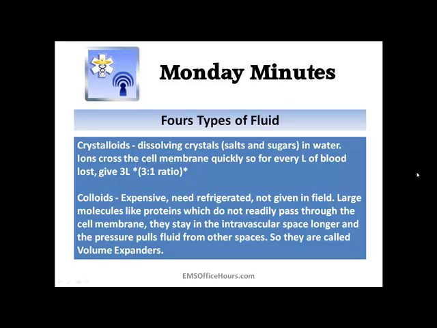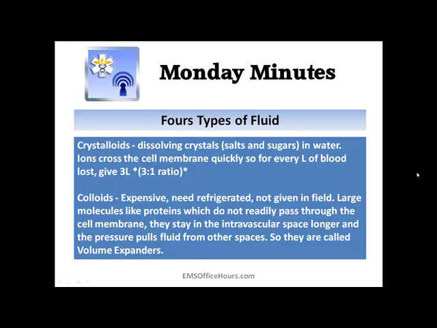They cross that cell membrane. And something that you will see on exams here is how many liters of crystalloid you are going to need for a liter of blood that's lost. You're going to give 3 liters for every liter of blood, so the 3-to-1 ratio. Keep that in mind. That is something you probably will see on an exam.